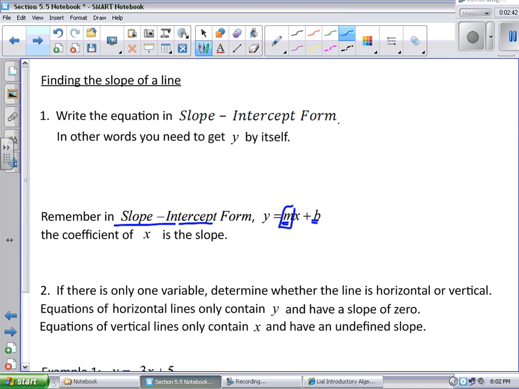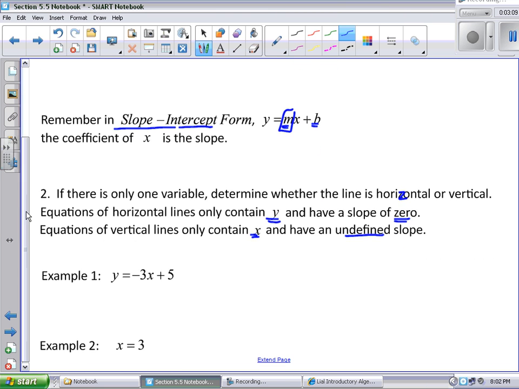If there's only one variable, determine whether the line is horizontal or vertical. Equations of horizontal lines only contain y, and they have a slope of 0. Remember, z for 0, horizontal. And equations of vertical lines contain only x and have an undefined slope. So let's look at some examples.